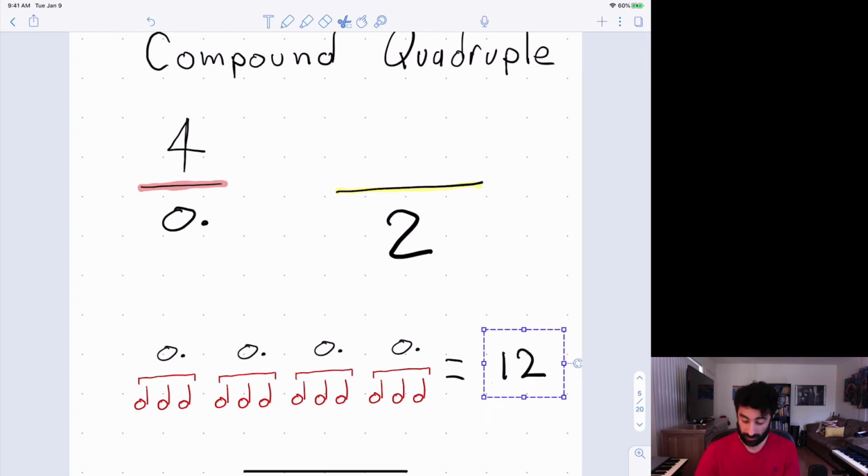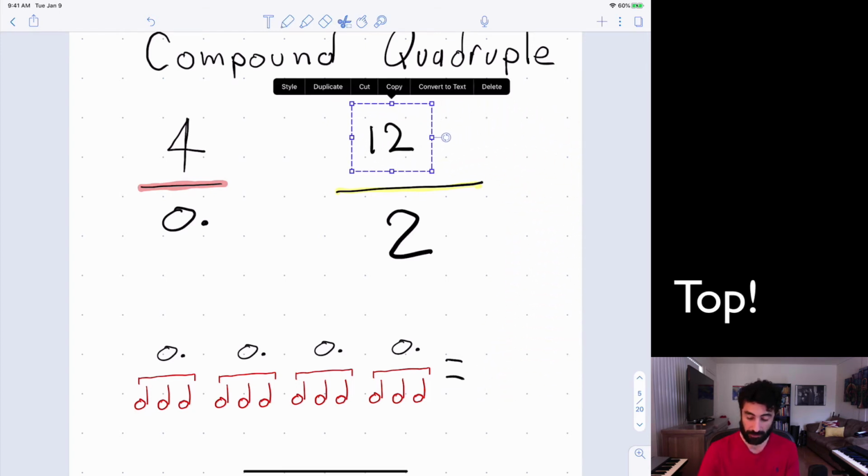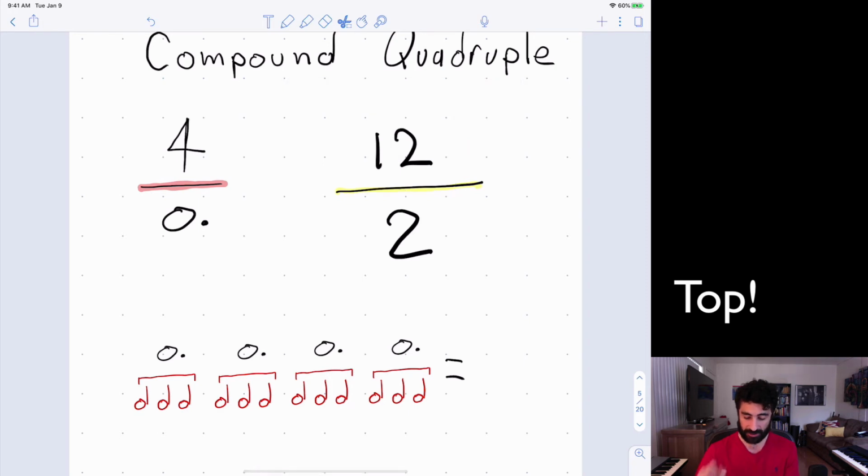We take this 12, we put it on the bottom part of the time signature, and here it is. This is how we notate the time signature of a piece in which each measure has 4 beats and each beat lasts for a dotted whole note that is subdivided into 3. That's a lot of information, I know, but we're experts on it now.